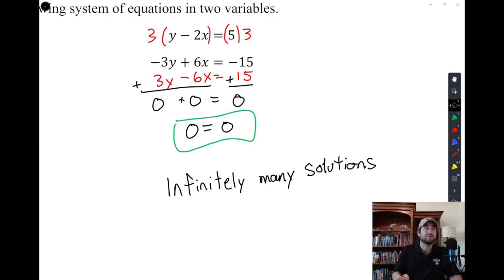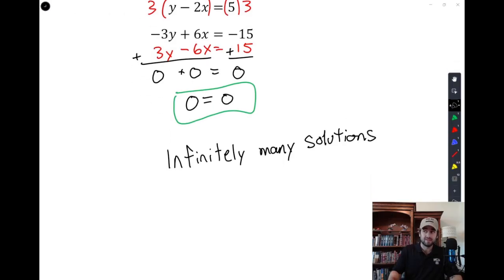In fact, every solution on that line, if you were to graph that line, every single point on that line is a solution. And we call that a dependent system.